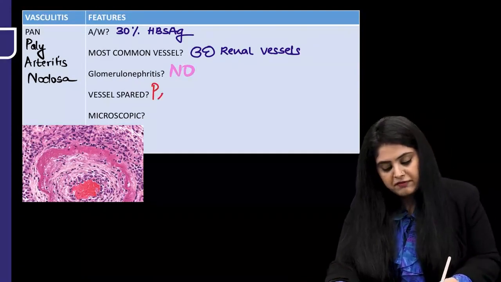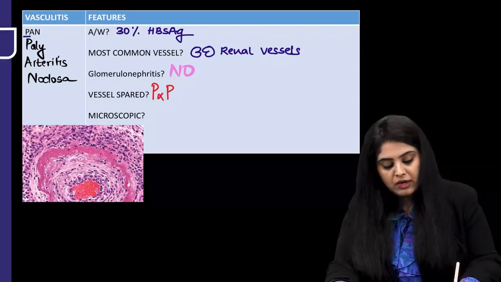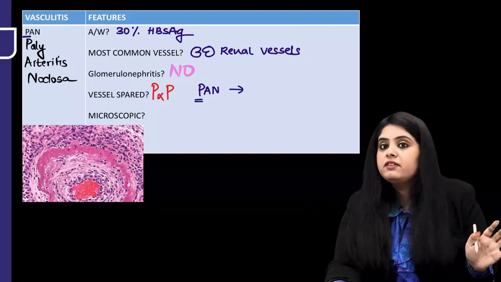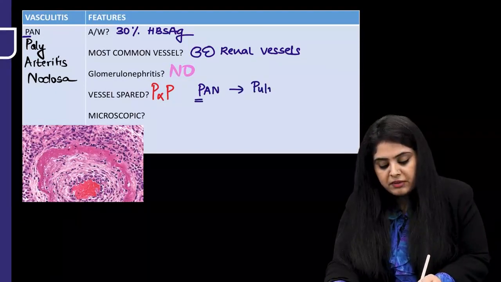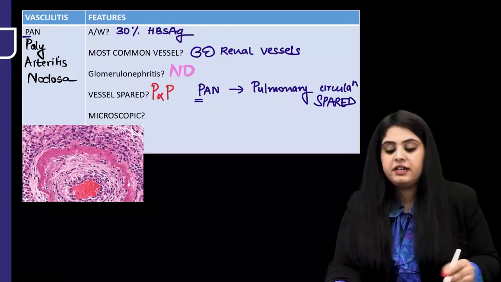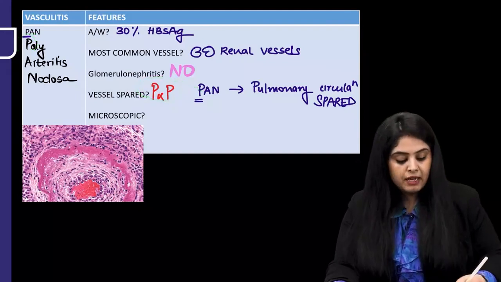So always remember a famous mnemonic, P is not for P. P is not for P means in polyarteritis nodosa, what is always and always, or never ever, involved? Never ever involved is pulmonary. Pulmonary circulation is spared. It is never ever affected. So repeating, there is no P in P. P is not for P. Okay, coming to the next one.